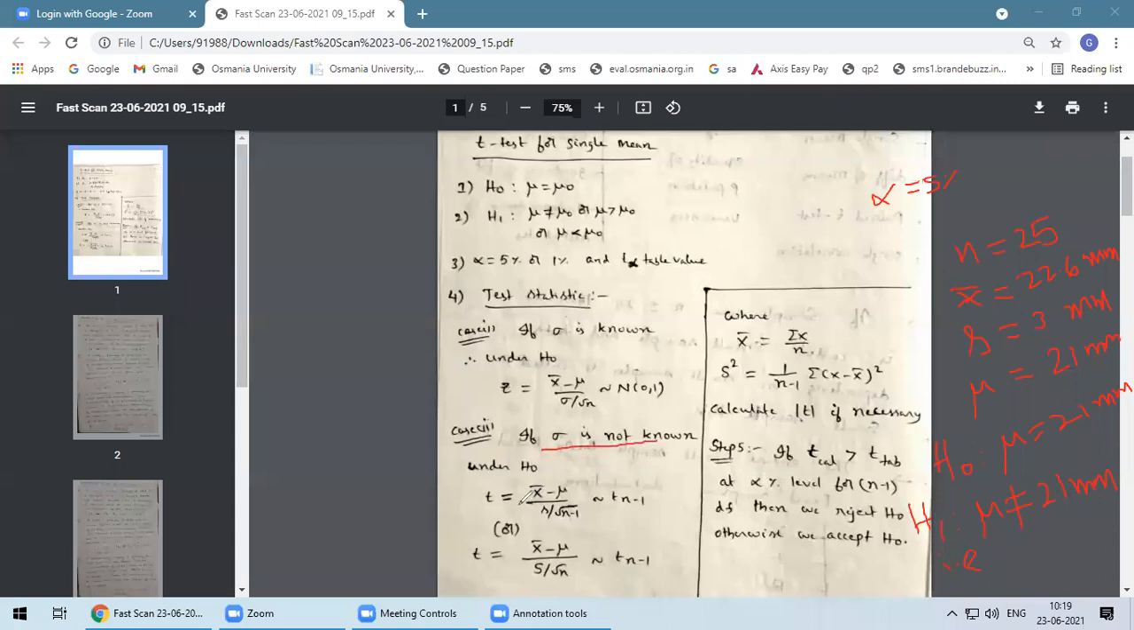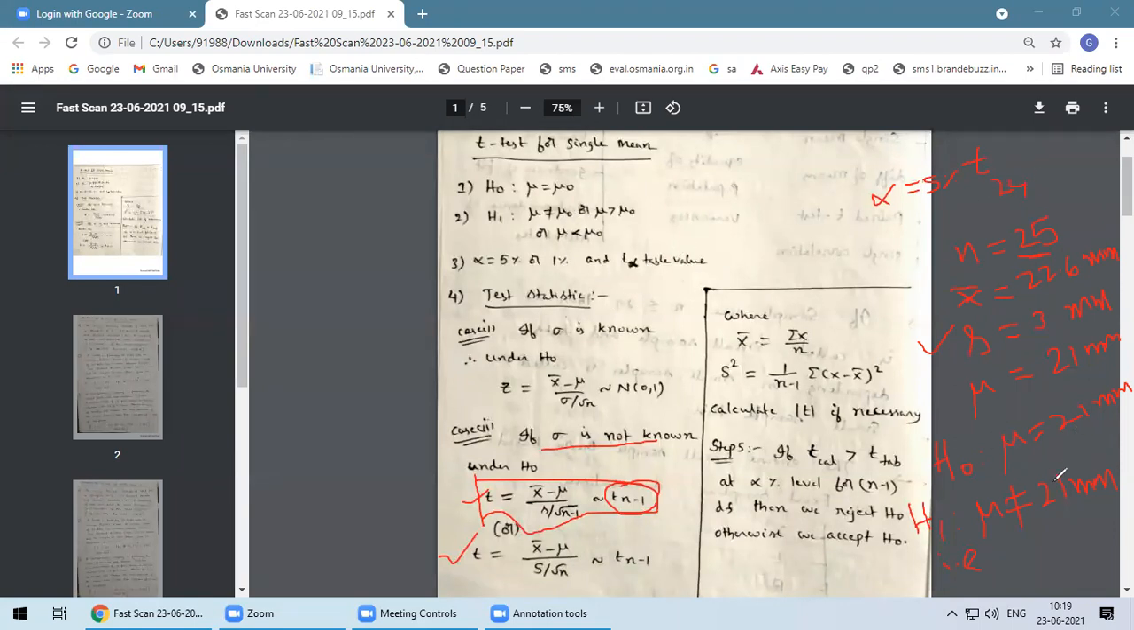So sigma is not given in this problem. Small s is already given to you. Small s is given means we use this formula. If you observe, in all the formulas it follows t with n minus 1. What is the n value in this problem? The n value is 25. So step number 3 is alpha equal to 5%, t with n minus 1, that is 25 minus 1, which is 24. T24, two-tail test.